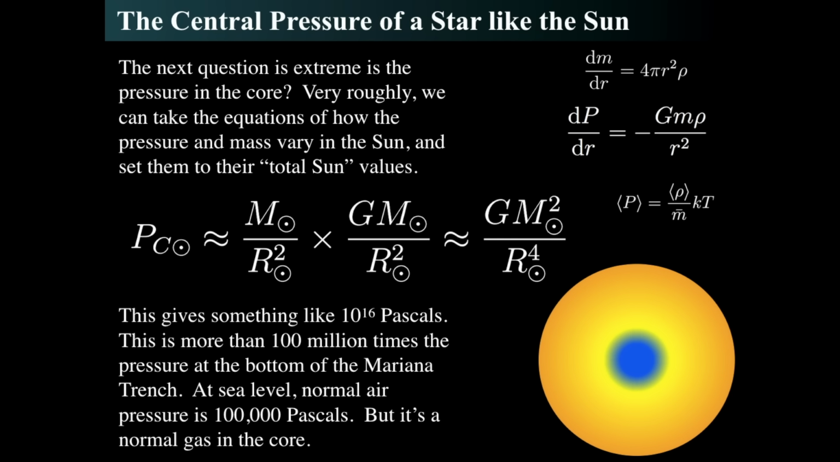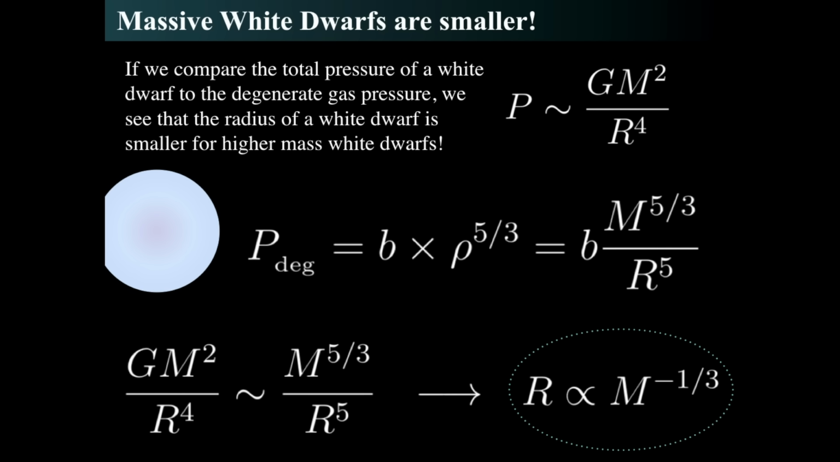And normal air pressure is about 10 to the 5th pascal, so that's pretty dense. What's funny is, even at that high pressure, when it's tens of millions of degrees, that's still a normal gas because the temperature is enough to keep it not degenerate. All right, but white dwarfs are smaller.